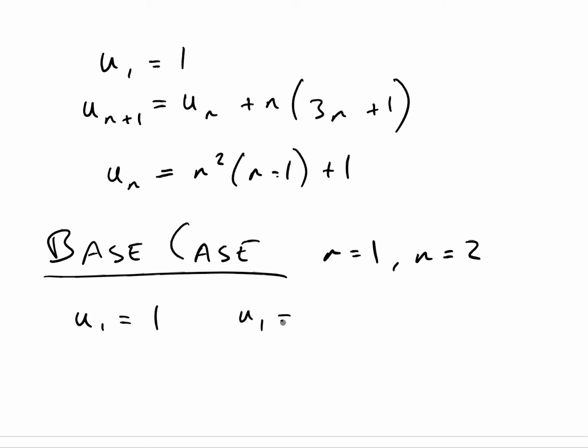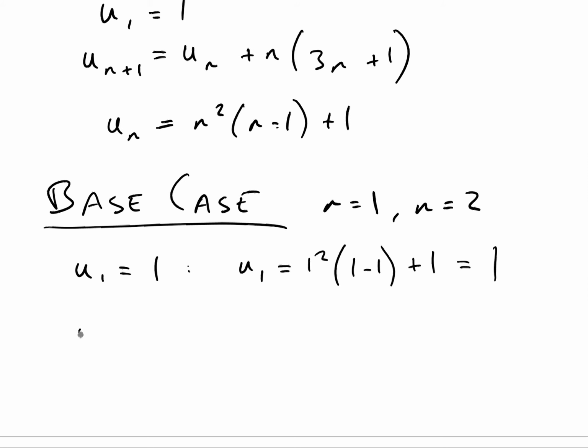So u1 is equal to 1 squared times 1 minus 1 plus 1. Well, that's going to be 1 times 0, and then plus 1, which is going to be 1, isn't it? So it does work for u1 equals 1. Now we need to also verify it works for u2.